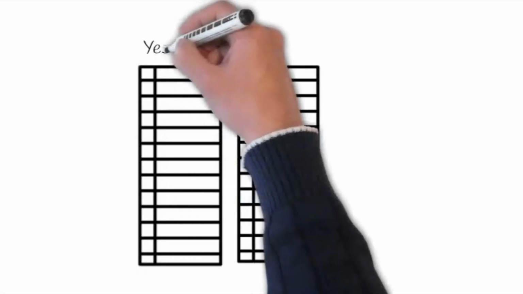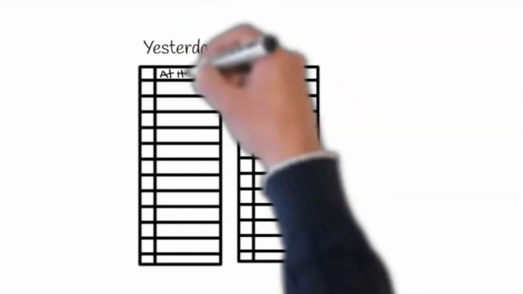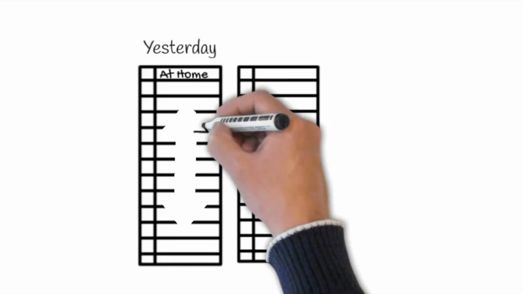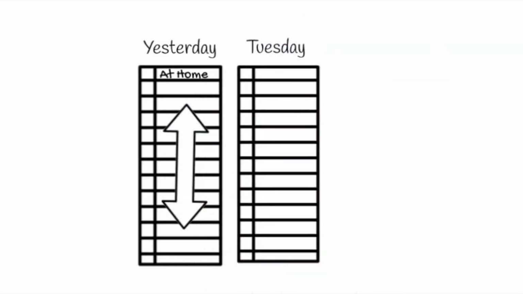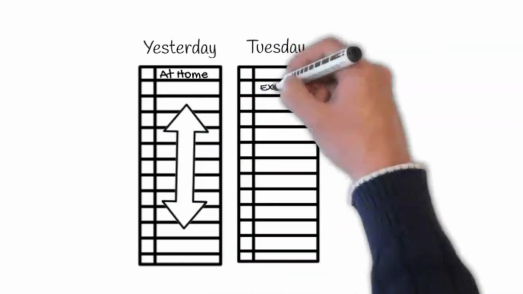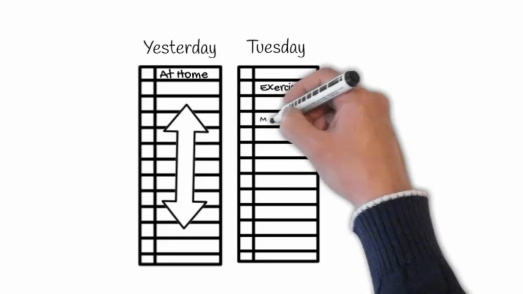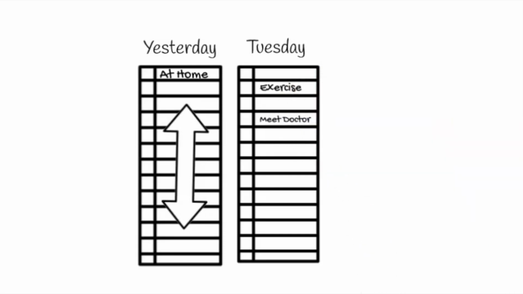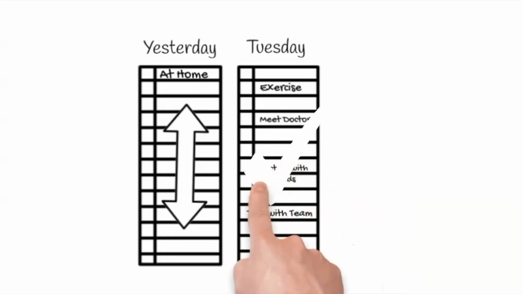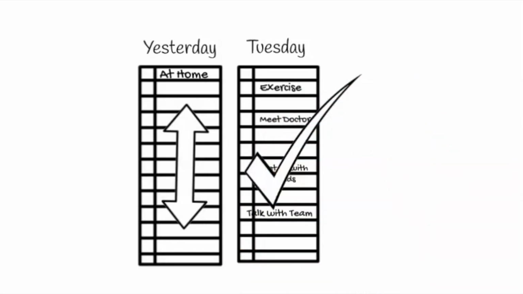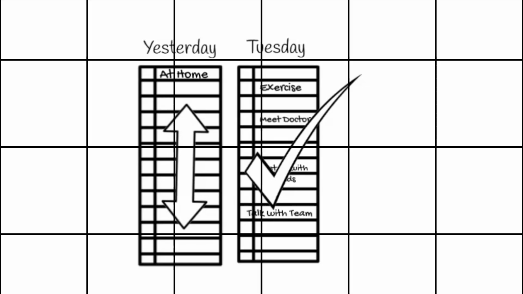So just to summarize, yesterday, you pretty much stayed at home the whole day. But Tuesday, it seems like you woke up, you got some exercise in. Then you went to the doctor and got a chance to meet with him. And then you met up with some friends a little bit later on. And finally, you got to talk with your team later on at night. Which day did you have more energy? The day where you stayed at home all day, or the day where you had all of those activities? Okay, Tuesday, the day with all the activities.